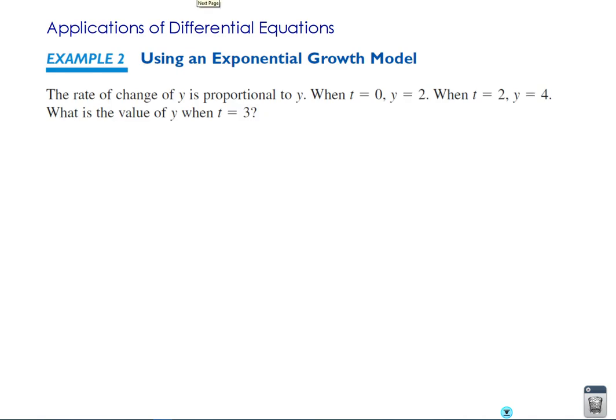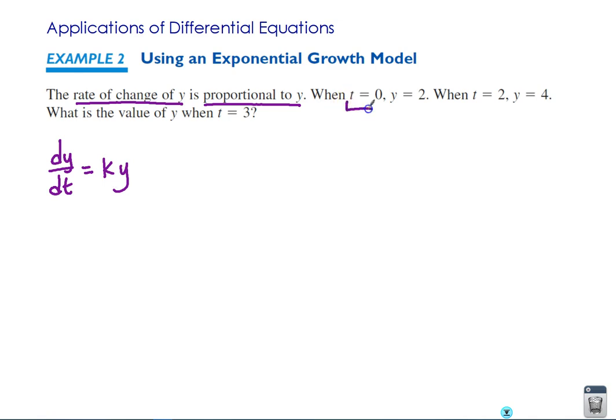Okay, so let's see. Applications. Oh, yes, this is the good stuff. The rate of change of y is proportional to y. To write out the rate of change of y, remember we would write that as dy/dt. This is the rate of change of y, and it is proportional to y. Okay? When t is equal to 0, y is equal to 2. When t is equal to 2, y is equal to 4. What is the value of y when t is equal to 3?